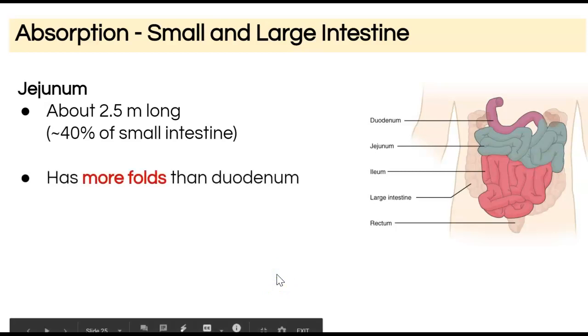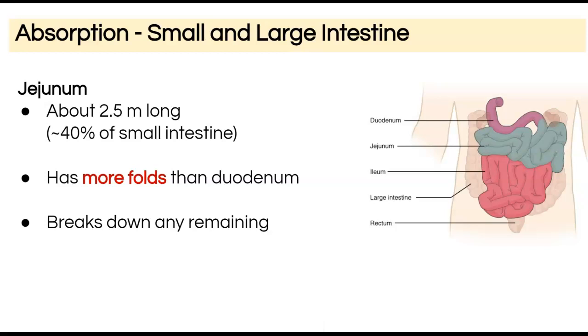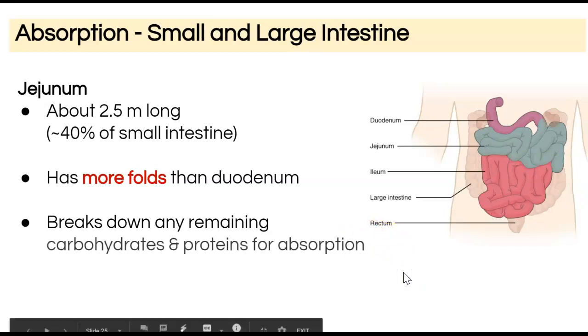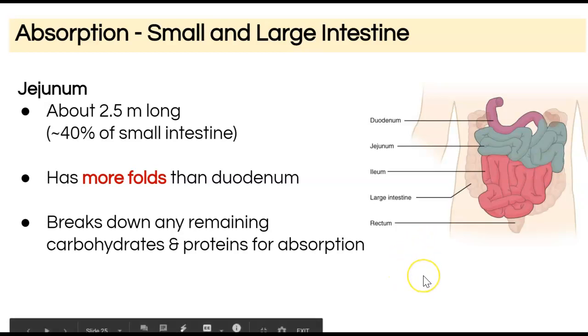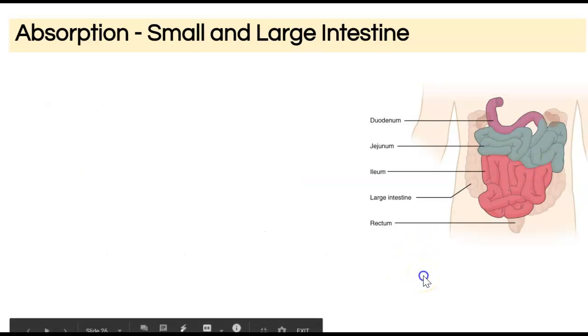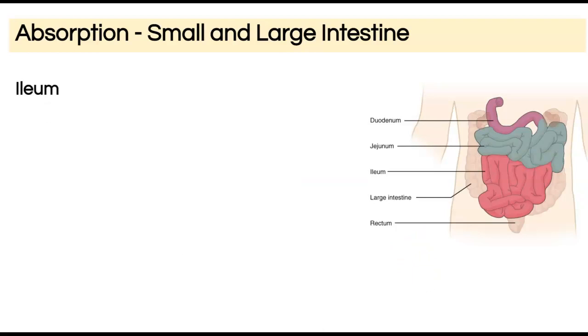So basically, the jejunum is going to have more folds than the duodenum, just to maximize absorption. It gives the food more time to move through it and for those nutrients to be absorbed. And it's going to break down any remaining carbs and proteins so that those macromolecules are small enough to pass through the wall of that section of the small intestine. We're going to talk about the ileum last. The ileum is about 3 meters long.